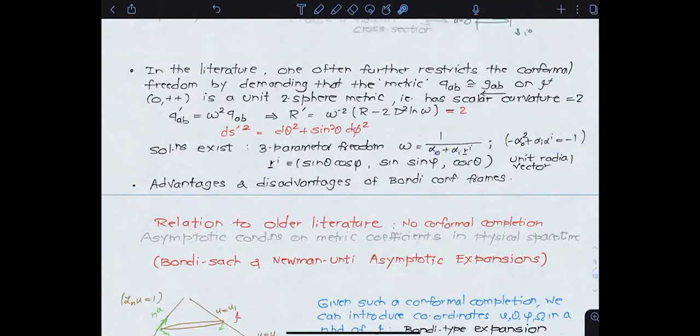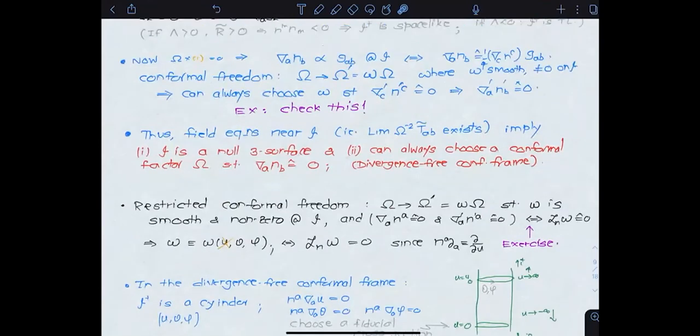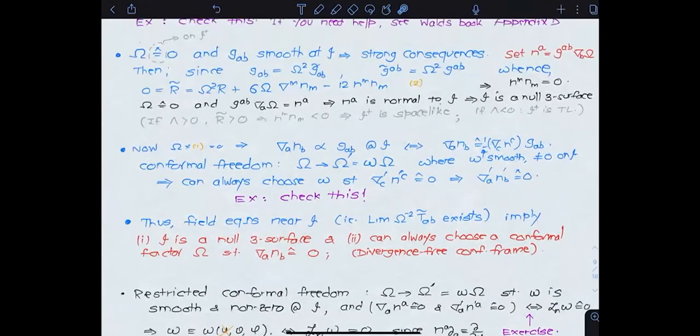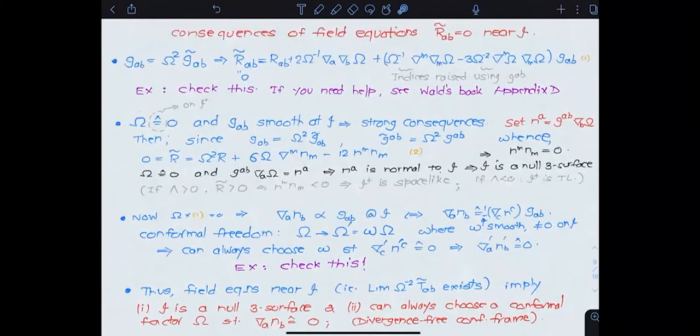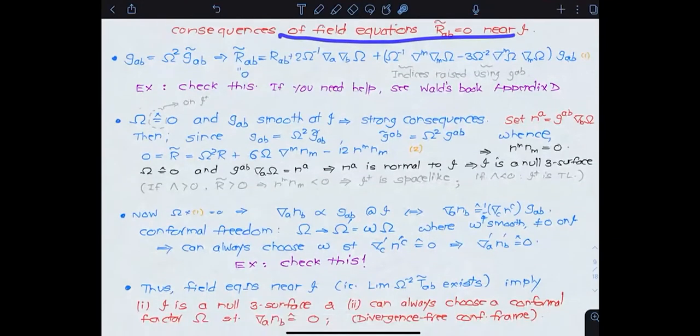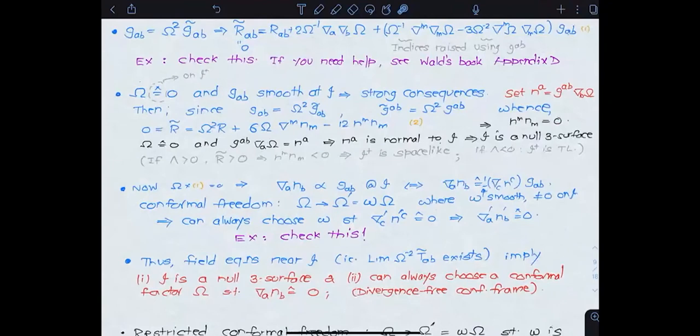So to summarize, the statement is that first, the consequence of the field equations is that Scri is null, and you can always make Scri divergence free. Once you do that, the restricted conformal freedom is just that the derivative of ln omega is equal to 0. Omega is a function only of the angles. And so we can do that always.